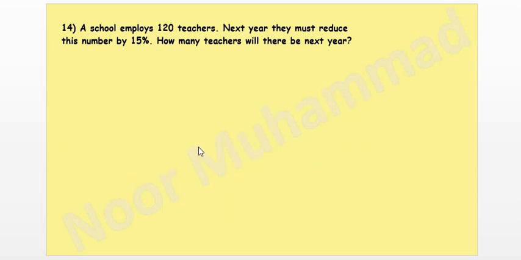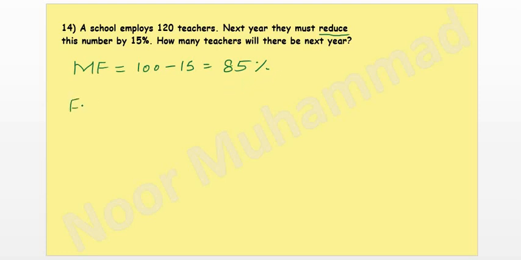Let's solve one more question, and this is the last question for this exercise. It says a school employs 120 teachers. Next year they must reduce this number by 15%. So if they are going to reduce it, that means it's a case of decrease. So how will we get the multiplying factor? We will subtract this 15 from 100, that will be 85%. So next year the number of teachers are going to be 85%.